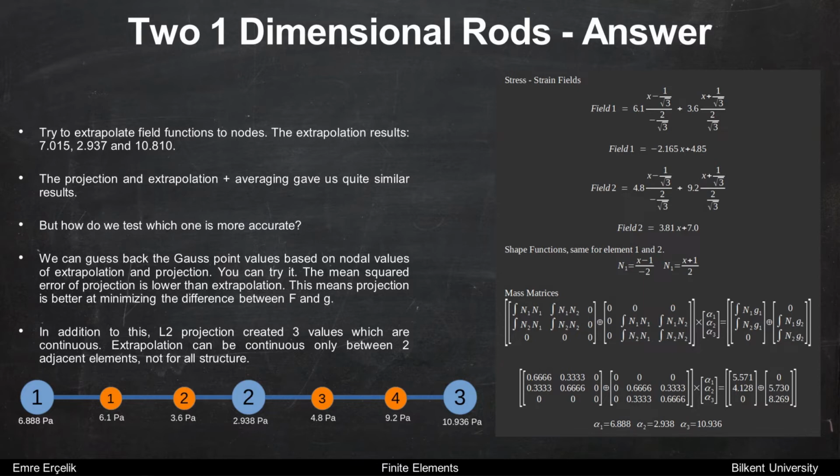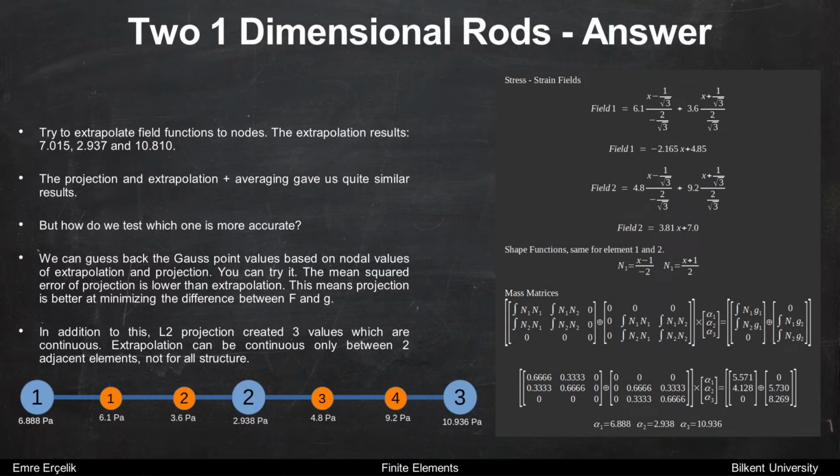And you may try to extrapolate the field function to the nodes. The extrapolation result is given below. The projection and extrapolation plus averaging gave us quite similar results. But how do we test which one is more accurate?